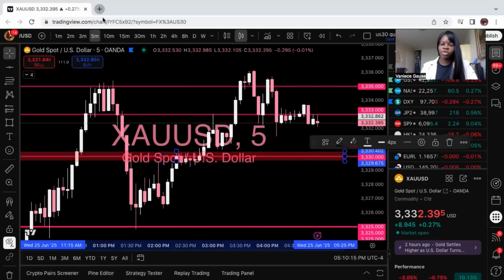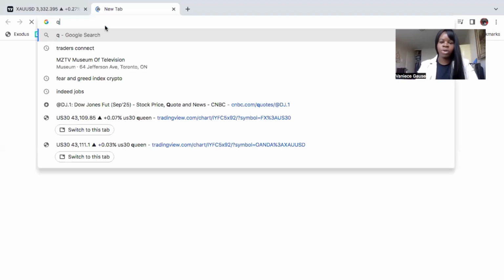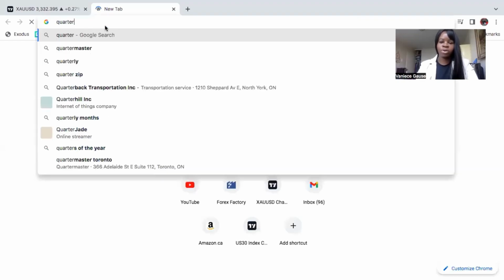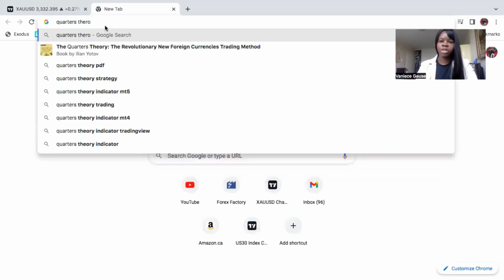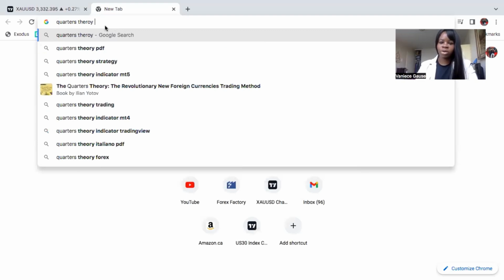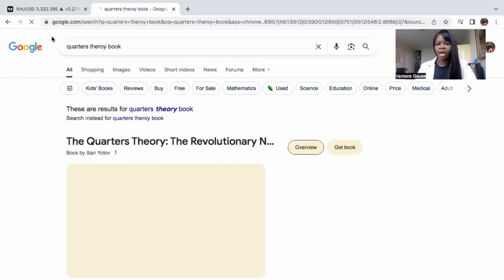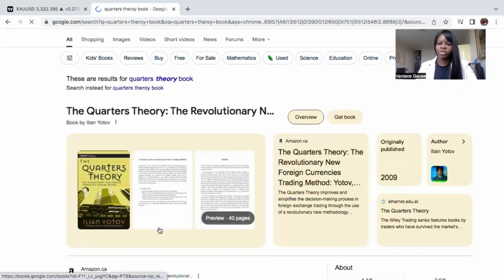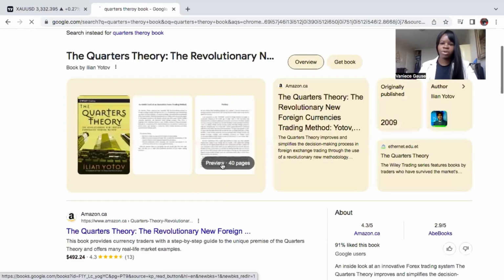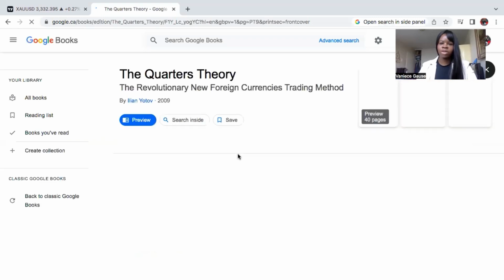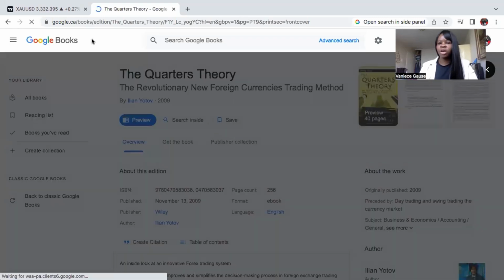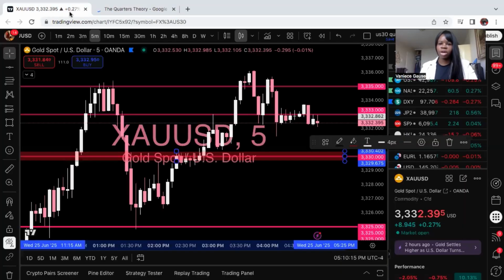I believe there was a book on it, which I'm going to write on the screen, quarters. So if y'all want to go check out the book, you can. Quarters theory book. I haven't read this book for reference, but it's definitely something that I do want to read. So there is a book here with the quarters theory. It basically goes into why the market moves with whole numbers and the quarters.